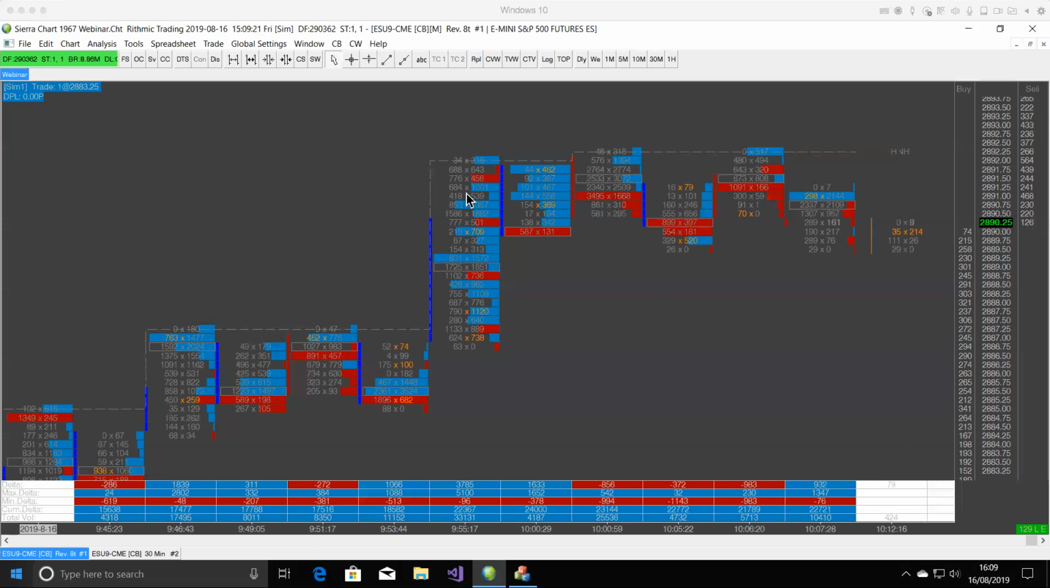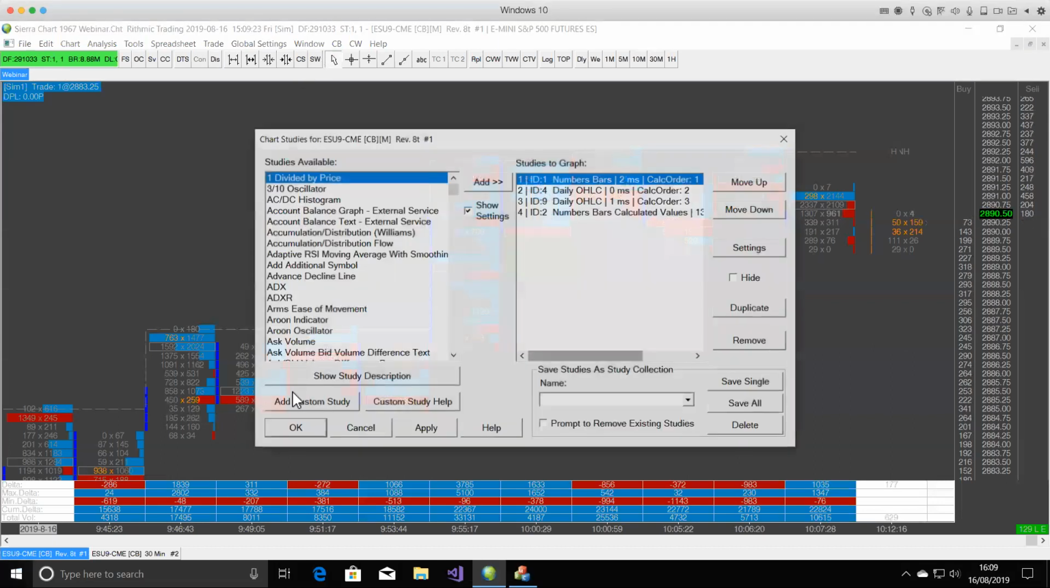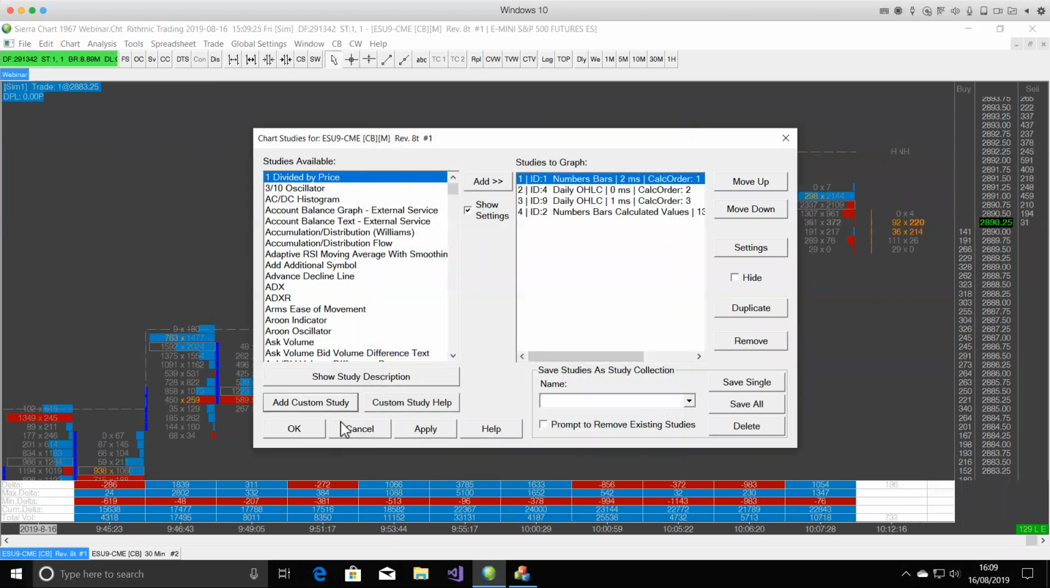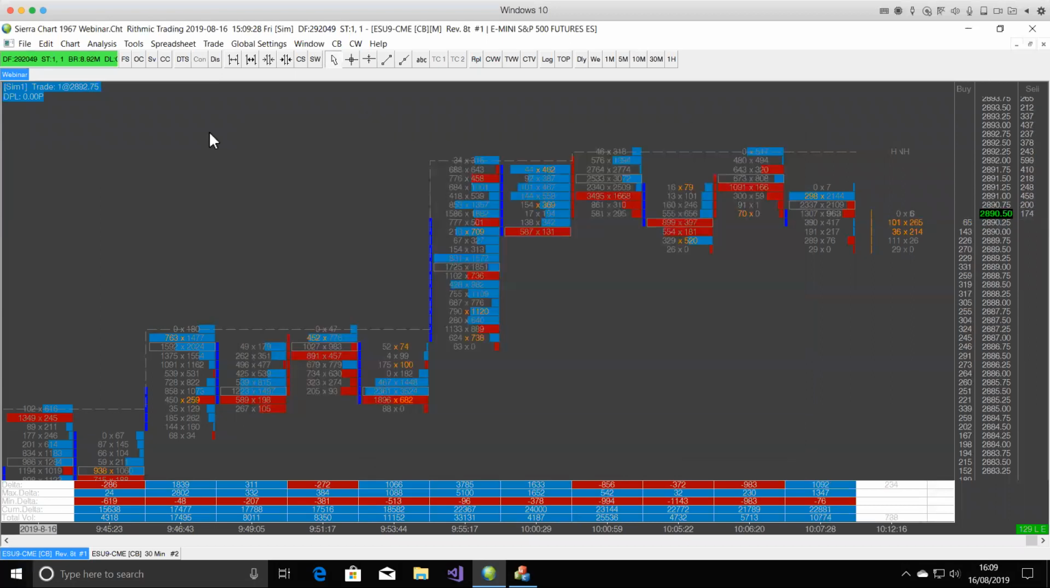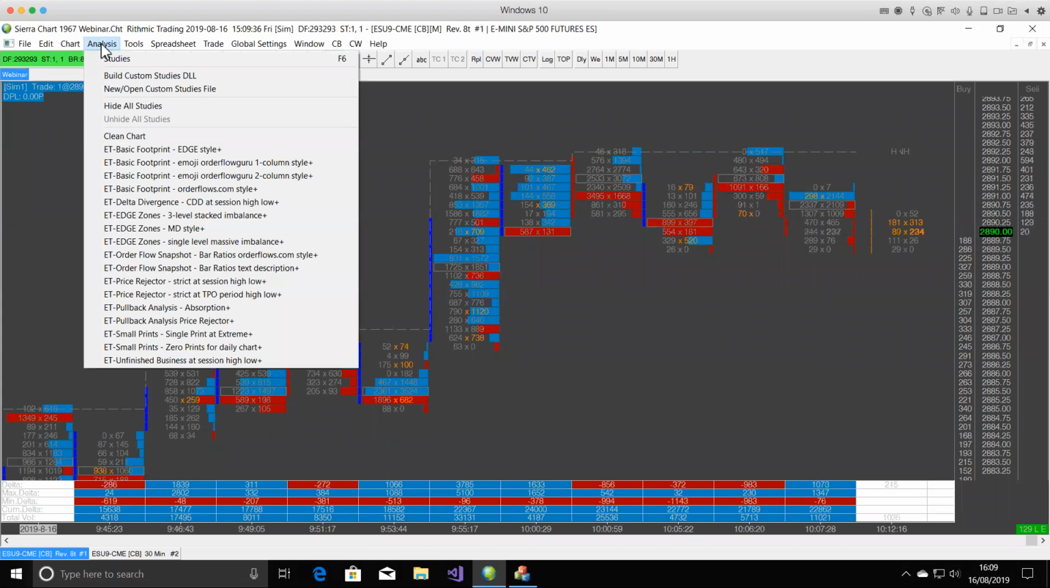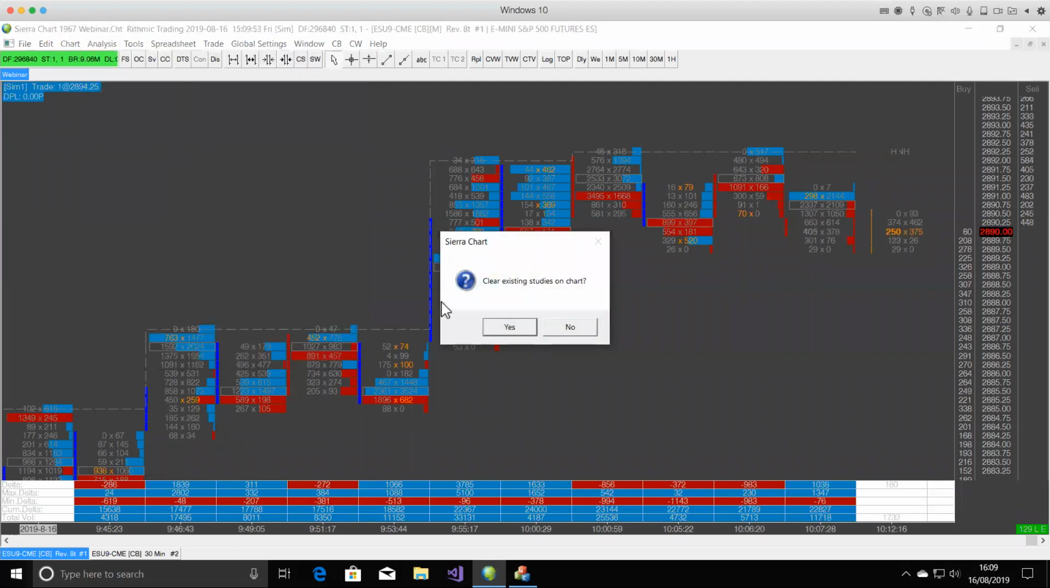And the way I'm going to do this, well, normally I could go studies, add custom study. But what we also do, we include some quick start study collections with the order flow suite. You can download these from our website, and they're present on the analysis menu. So what I can do is pick the edge zones up here, but before I do that, I'm going to change my footprint into the edge trading group style. So I can select this quick start template, EC basic footprint edge style. The plus sign means it's going to prompt me to clear the existing studies on the chart, which I'll do.